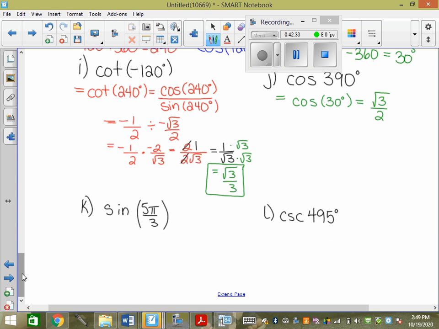Sine of 5 pi over 3. I go to 5 pi over 3 on a unit circle, and you give me the y. What is it? Negative root 3 over 2? Yeah? No. Positive a half? What is it?